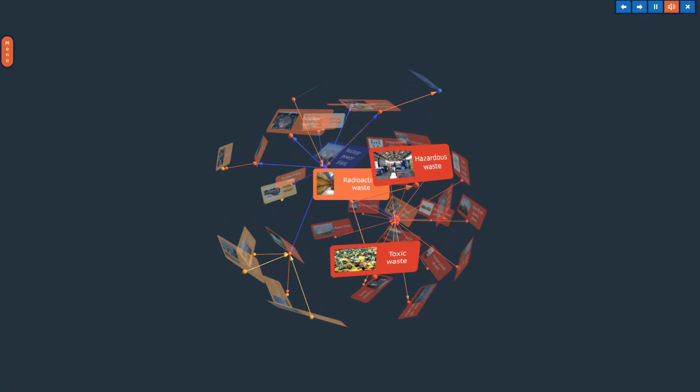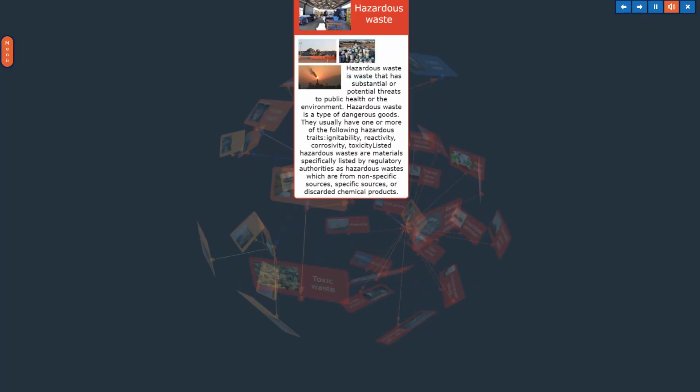The topic, radioactive waste, in overview. Hazardous waste. Hazardous waste is waste that has substantial or potential threats to public health or the environment. Hazardous waste is a type of dangerous goods. They usually have one or more of the following hazardous traits: ignitability, reactivity, corrosivity, toxicity. Listed hazardous wastes are materials specifically listed by regulatory authorities as hazardous wastes which are from non-specific sources, specific sources, or discarded chemical products.